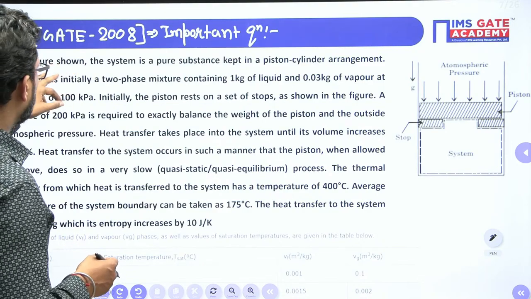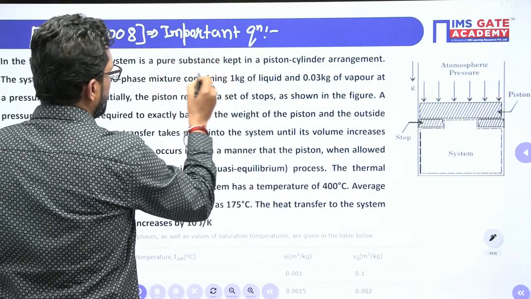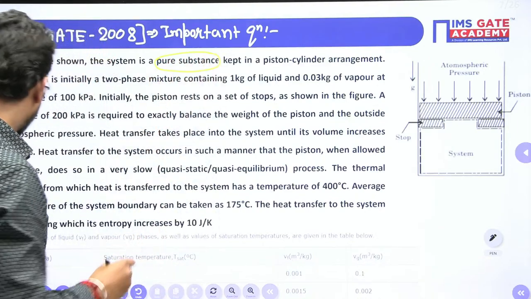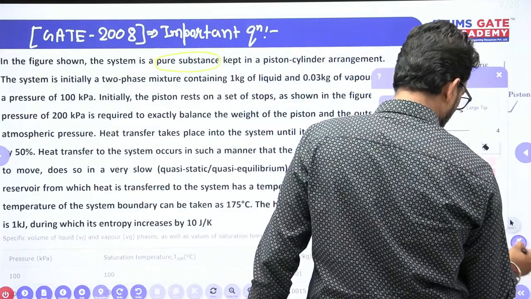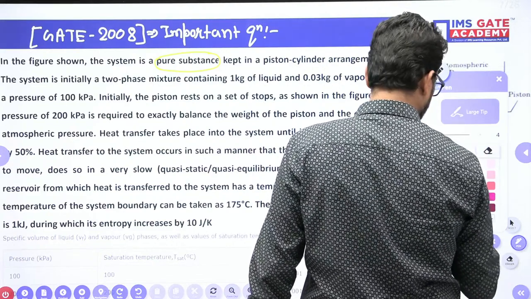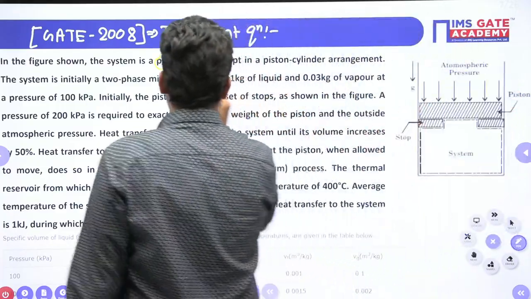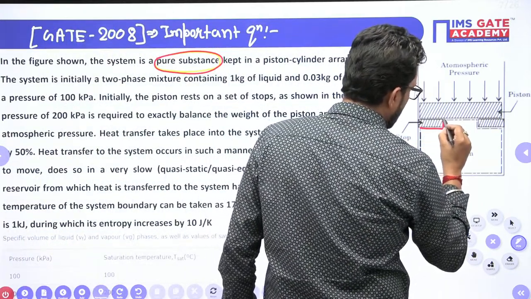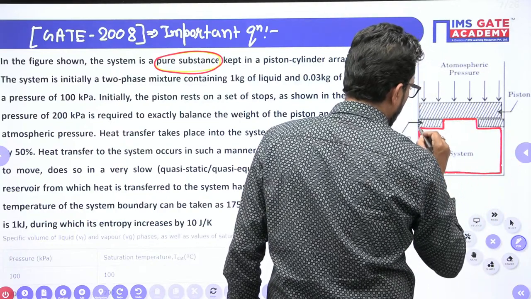Okay, beta. In the figure shown, the system is a pure substance. That means in the system there is a pure substance. Okay, this is your pure substance. This is our system, and this system is a pure substance.